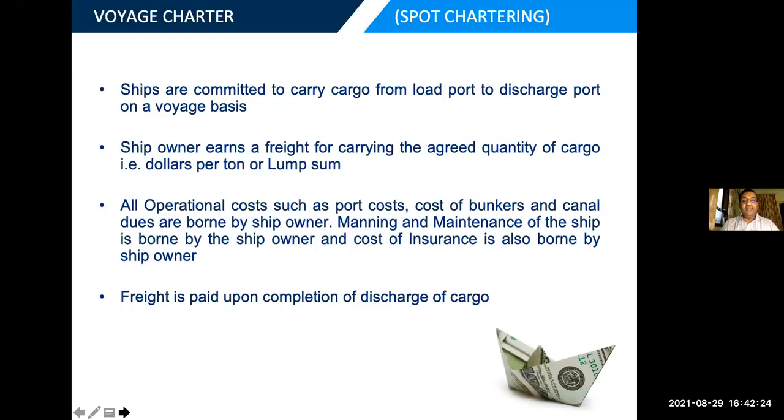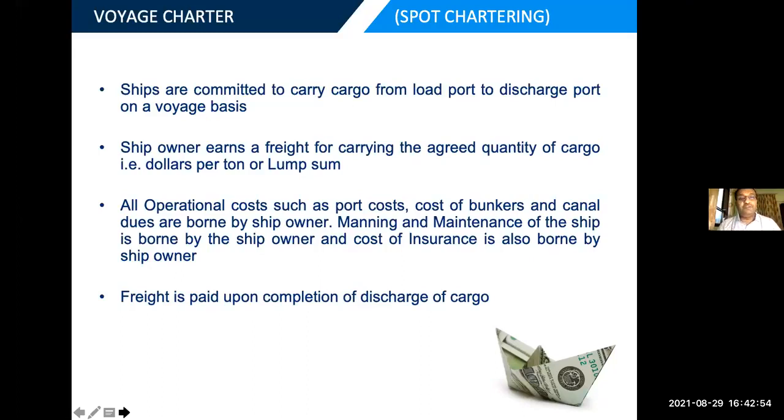Freight is paid upon completion of discharge of cargo. Generally, freight आप कब पे करते हो? Cargo discharge होने के बाद. ऐसा जरूरी नहीं है. You have a concept called advance freight. You have a concept called freight before breaking bulk. During the course of your study, you will learn all these terms. But generally, after discharge of cargo, freight is realized by the ship owner.